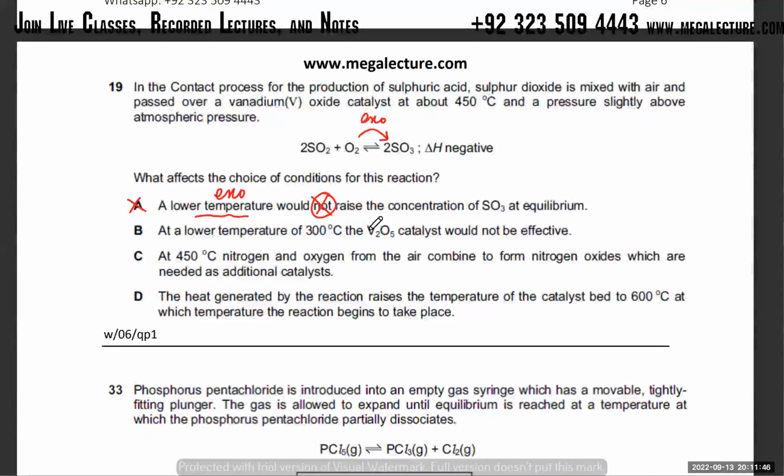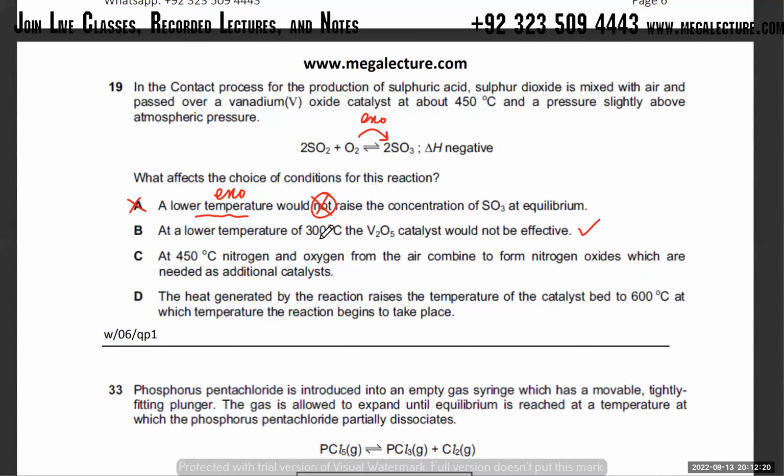A lower temperature of 300, the V2O5 catalyst would not be effective. But at a lower temperature, is the reaction less likely to occur or more likely to occur? सर less likely, मतलब रिएक्शन होने less. हाँ, तो मतलब ये लग रहा है सही है, मतलब अभी पक्का नहीं पता लेकिन kind of, I mean it's not effective because collisions will not be that energetic and therefore I don't think there's going to be much of a reaction, right? So तो लग रहा है सही है, बाकी दो देख लेते हैं गलत है कि नहीं.